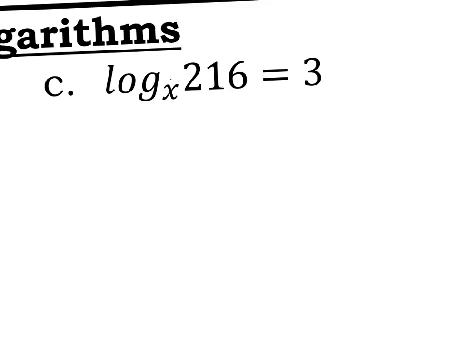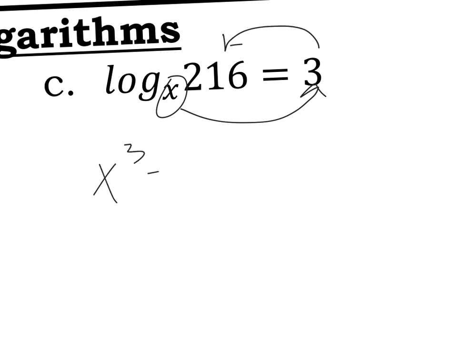For part C, I have x as my base. So I'm going to rewrite x to the third power equals 216. So, you can try and solve this in your head. Just plug in numbers, raise those to the third power, and just keep trying it until you hit 216. Pull up a table, x to the third power, press Control T, scroll until you see 216 in the y column.